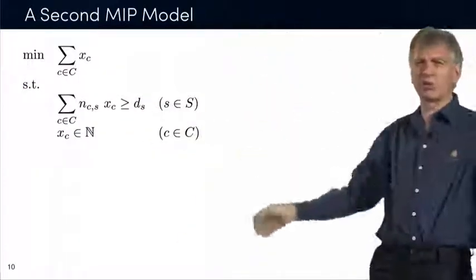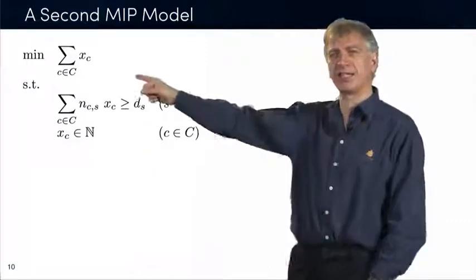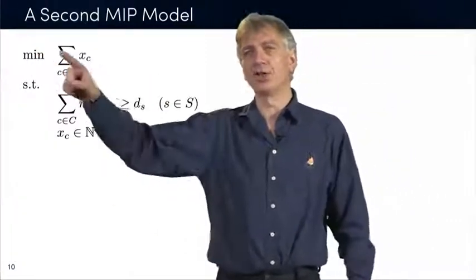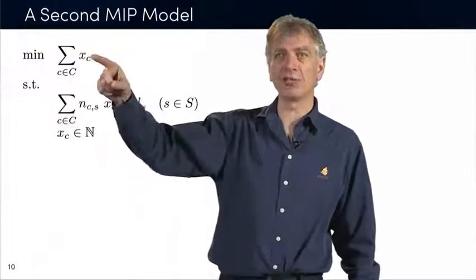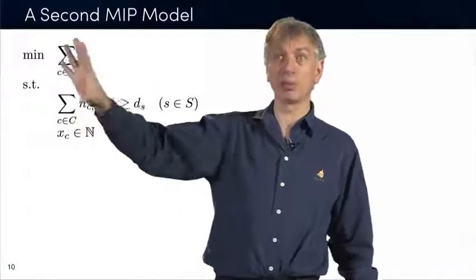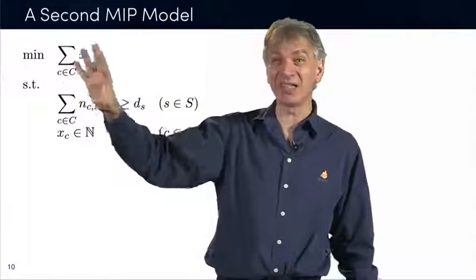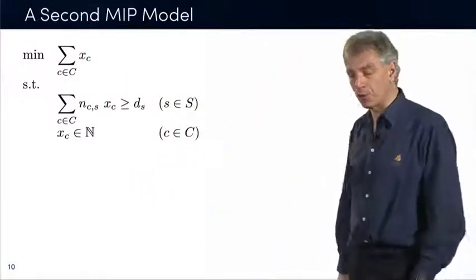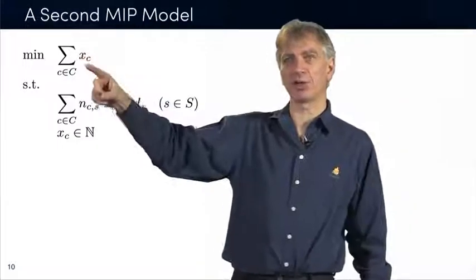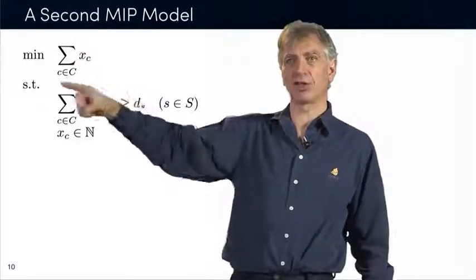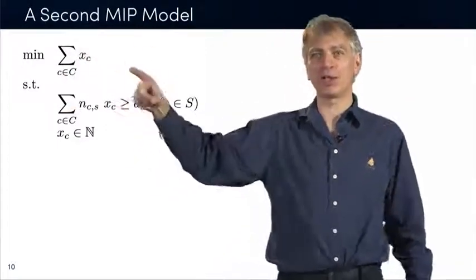Now, we got rid of all these variables. What we are saying here is that we want to minimize the number of boards that we cut. That's XC for every one of the configurations. How many of these do I select? You take the sum of these, and you want to minimize that. Minimize how many configurations I'm selecting. So this is the number of configurations of type C. The sum is the total number of configurations that I'm cutting. I want to minimize that.